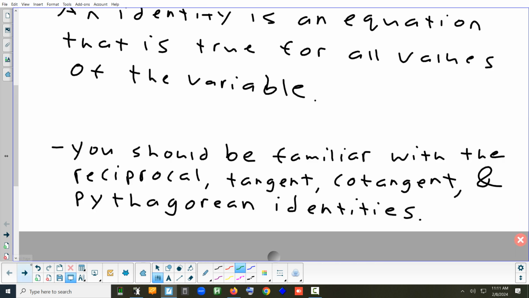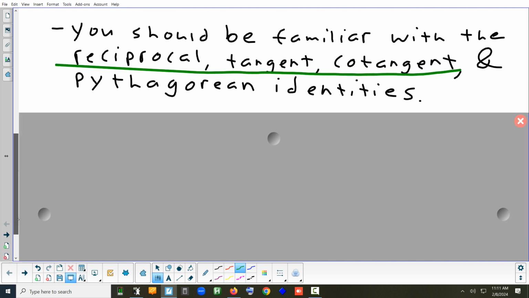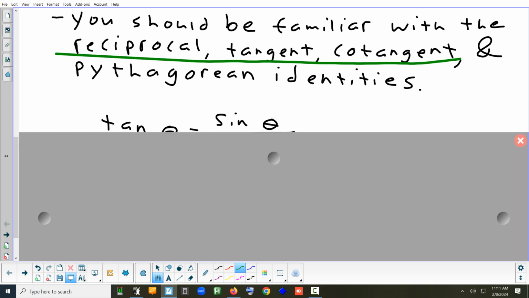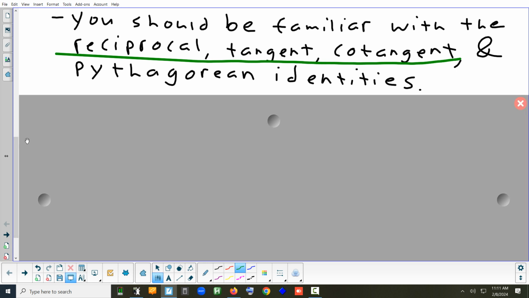Now, there's 3 different categories of identities that we have. We have the reciprocal, the tangent and cotangent, and I know we've written down those before. But we also have the Pythagorean identities, which we have not written down. So I'm going to put the identities back up on the board, just as a reminder of what they are. And the Pythagorean ones I want to talk a little bit about, because I don't think I have shown you those.